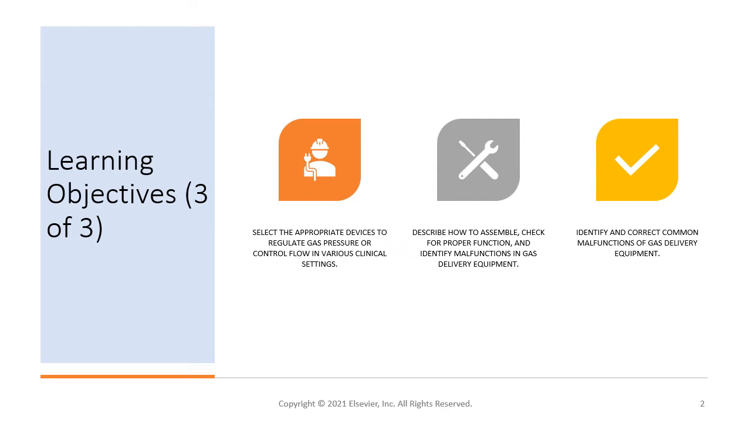Our learning objectives for this part of the series are to select the appropriate devices to regulate gas pressure or to control flow in the various clinical settings, and we're going to talk about the difference between the two. You should be able to describe how to assemble, check for proper function, and identify malfunctions in gas delivery equipment, as well as identify and correct common malfunctions of gas delivery equipment.